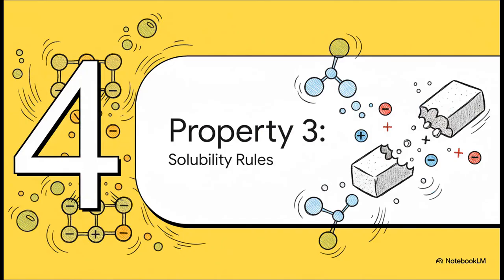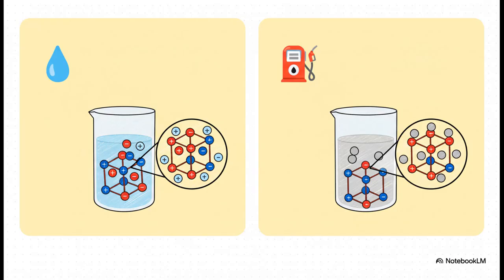Okay, let's move on to our next property and see what happens when we try to dissolve them. So, ionic compounds, like salt, usually dissolve in water. But they do not dissolve in solvents like kerosene or petrol. Why is this? It's because water molecules are special. They are polar. This means they can surround and stabilize the individual ions, breaking them apart from the crystal. Kerosene and petrol can't do this, so the crystal just stays together.